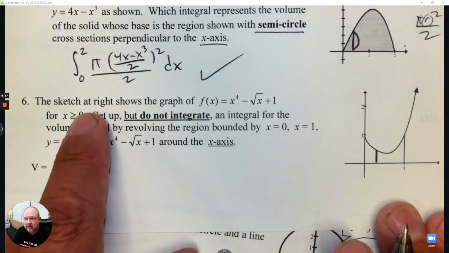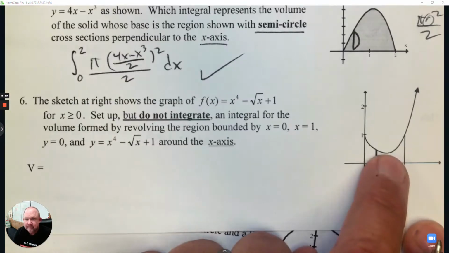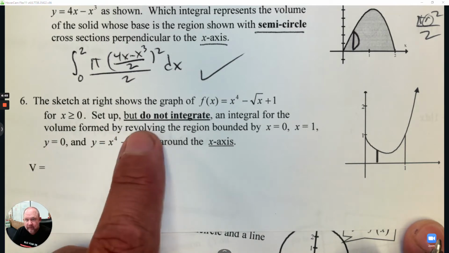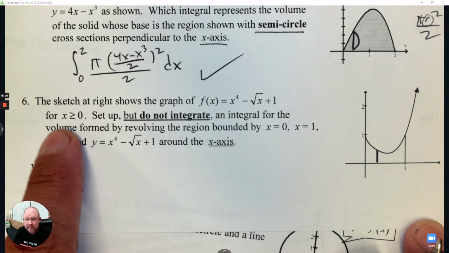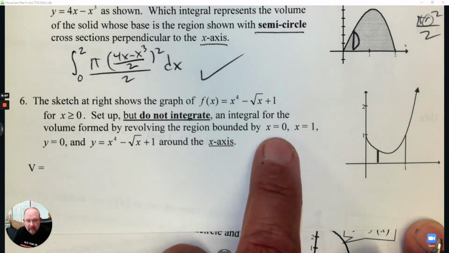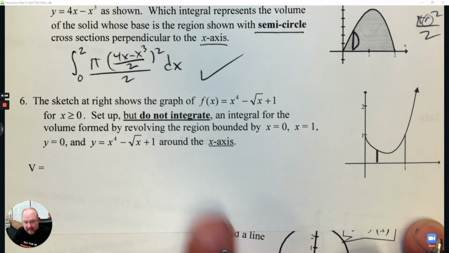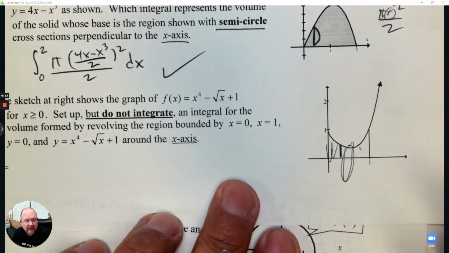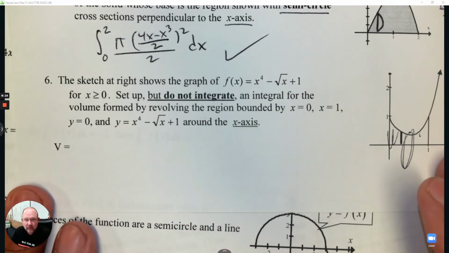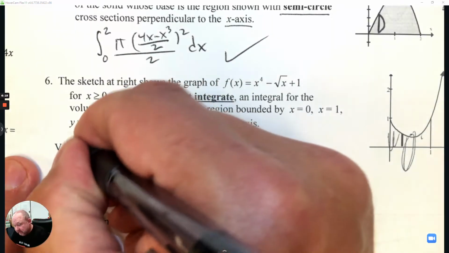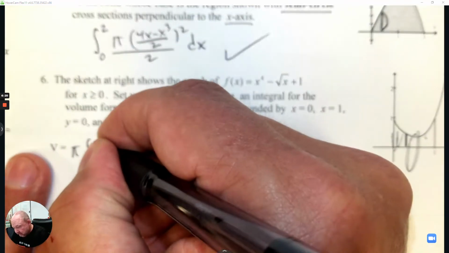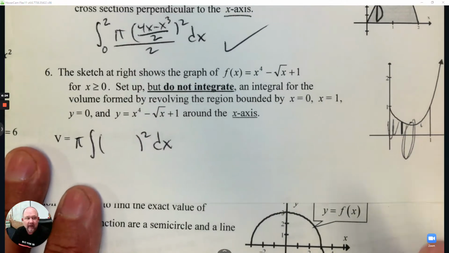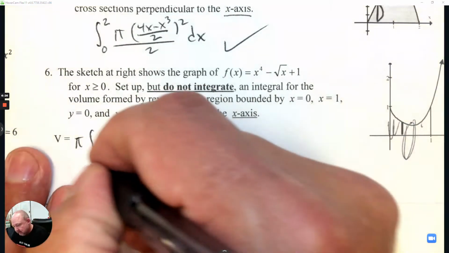All right, the sketch at the right shows this graph when x is greater than 0 and equal to 0. Set up but don't integrate a volume for revolving the region between 0 and 1 around the x-axis. So we're taking this and we're revolving it around. So by revolving around the x-axis, this is a circle, a full circle when you revolve it. So it's pi r squared. And it goes from 0 to 1.